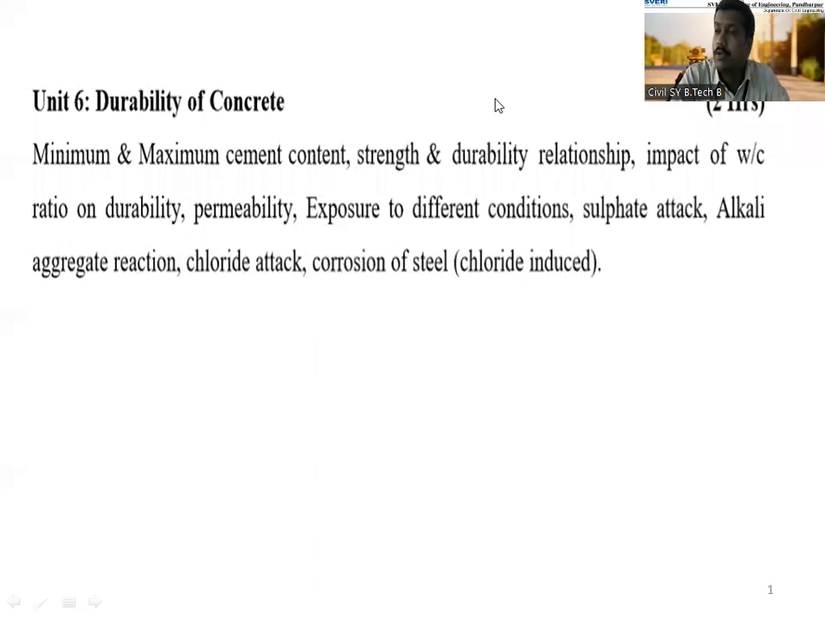So we are going to start our unit number 6, that is durability of the concrete. In this particular unit, what contents are we going to learn? Minimum and maximum cement content, then strength and durability relationship, impact of water cement ratio on durability, permeability, then exposure to different conditions like sulfate attack, alkali aggregate reaction, chloride attack, and corrosion of steel. All these parts we are going to discuss, and how they are related to the durability of the concrete.